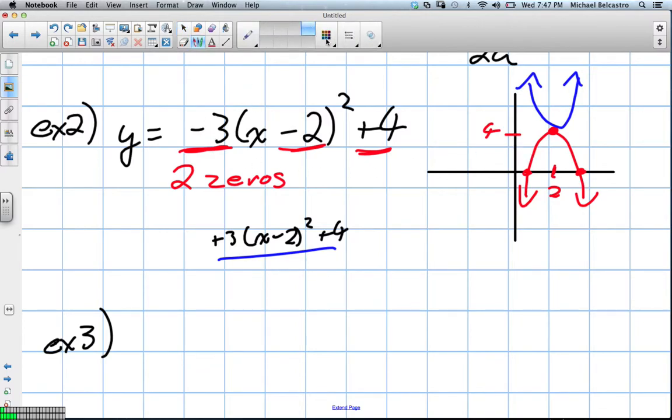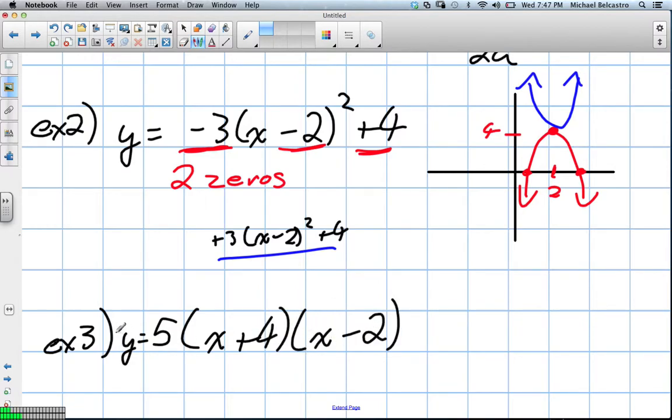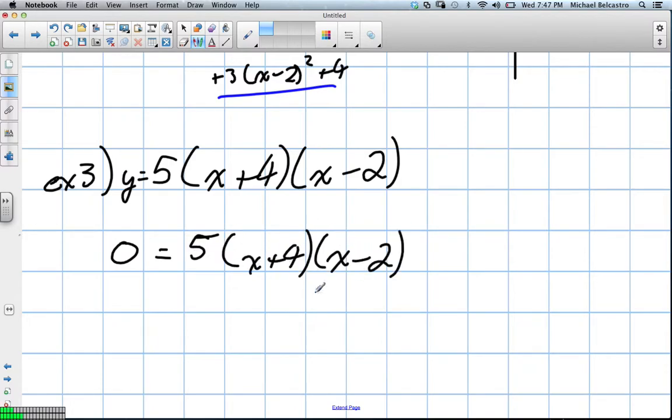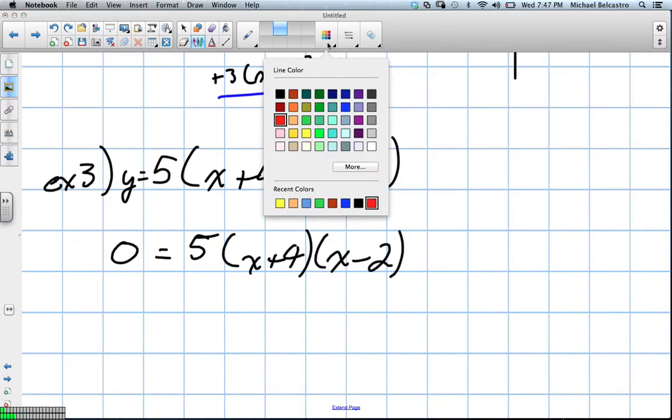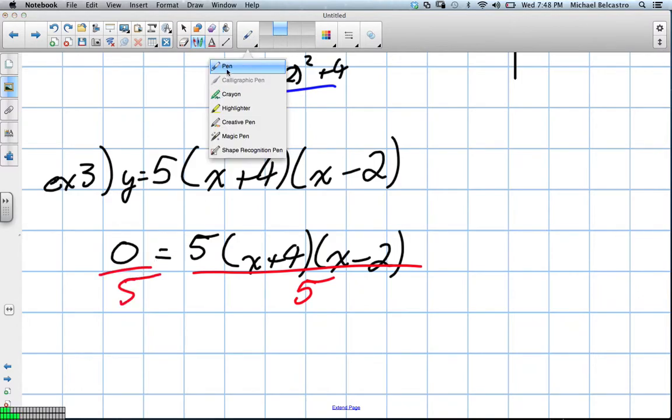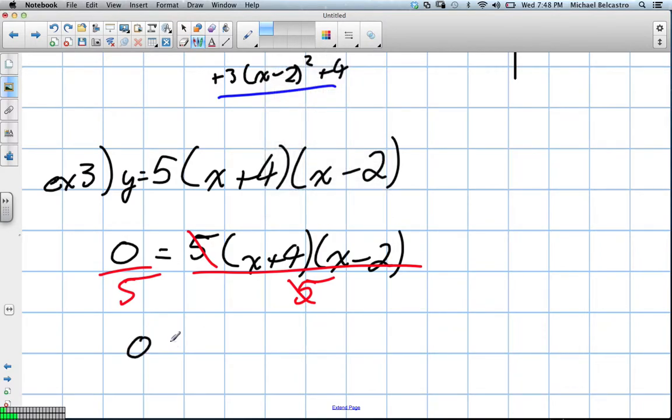And finally, a factored form question. The factored form question is written something like this. y equals 5(x plus 4)(x minus 2). Well, we can easily find the x-intercepts by setting this equal to 0 and then splitting this question. We know we can find our zeros. 0 equals 5(x plus 4)(x minus 2). We want to isolate the brackets, so we're going to divide both sides by 5. What's 0 divided by 5? 0. So the 5 essentially goes away. So we get 0 equals (x plus 4)(x minus 2).